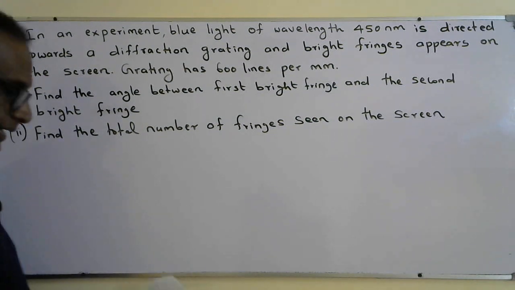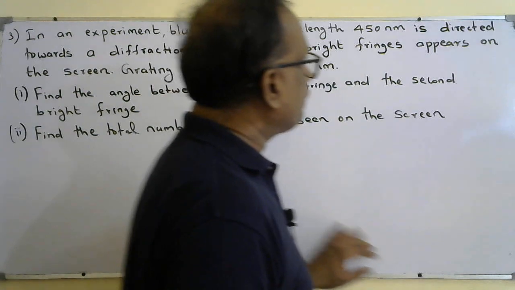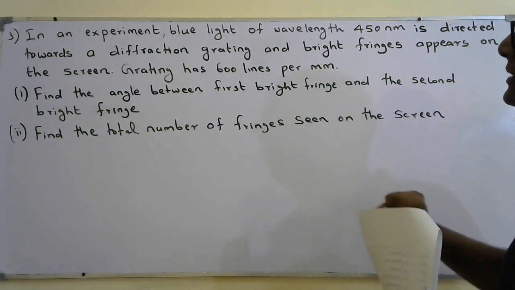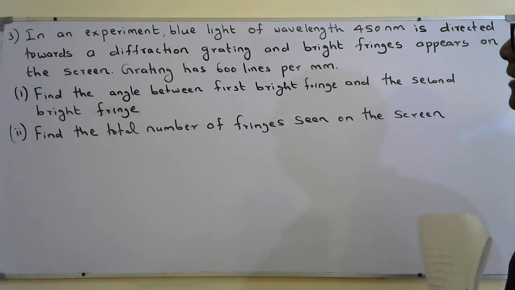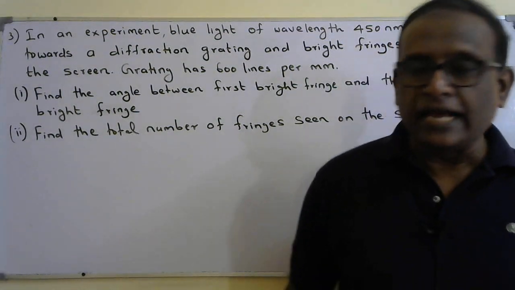Okay, question number 3. In an experiment, blue light of wavelength 450 nanometers is directed towards a diffraction grating and the bright fringes will appear on the screen. The grating has 600 lines per millimeter. Find the angle between the first bright fringe and the second bright fringe. Angle means angle of diffraction.